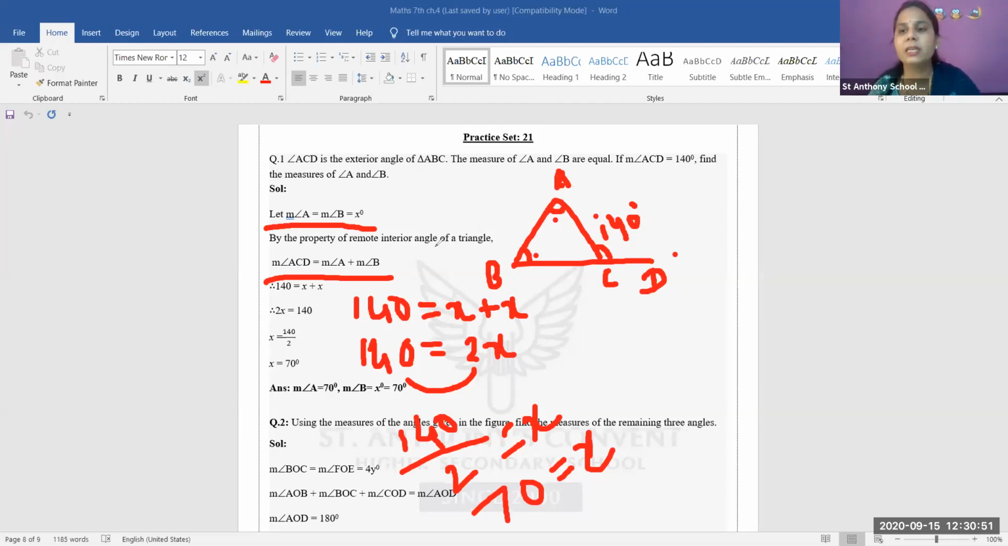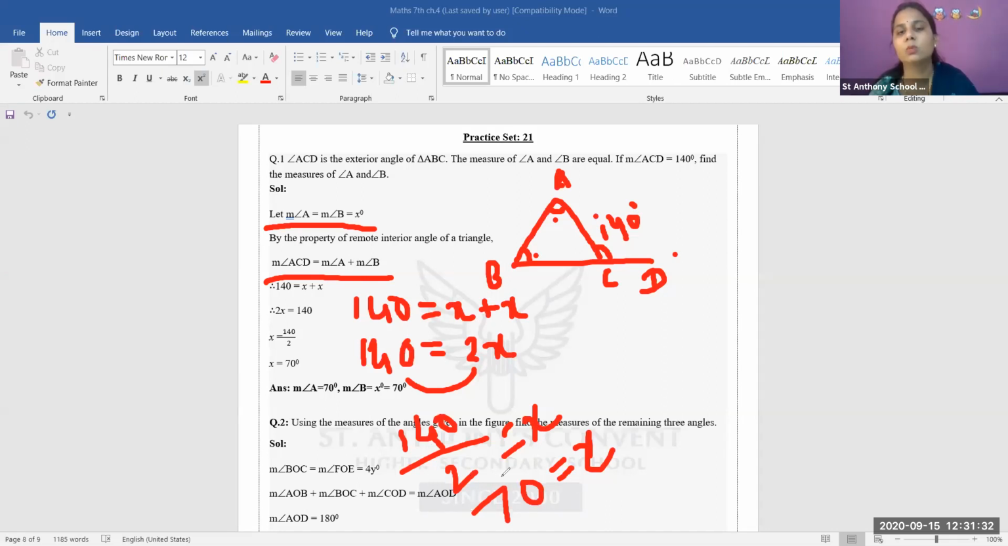Now, by the property of the exterior angle of a triangle, measure of angle ACD is equal to angle A plus angle B. Exterior angle is equal to the sum of two interior angles. So 140 is equal to measure of angle A plus measure of angle B, which is x plus x, which is 2x. We don't want this 2 with x, so we shift this 2 to this side, and it will be divided. Now 140 divided by 2 is equal to x.